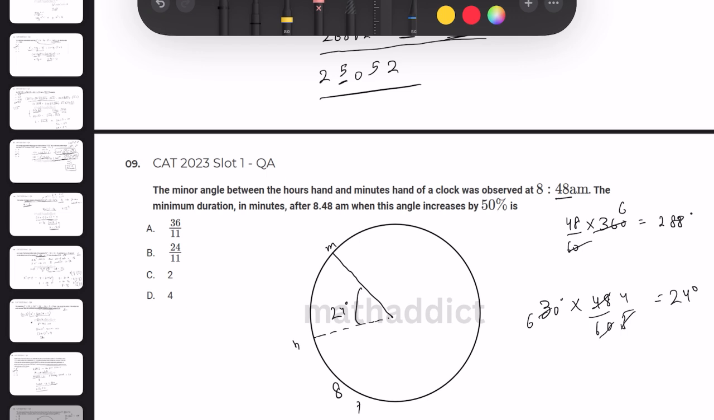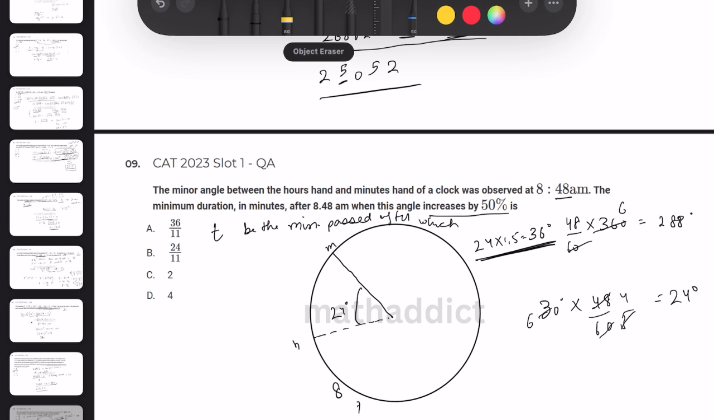Now we want the angle to be increased by 50%. So that is 24 into 1.5, which is 36 degrees. The angle should become 36 degrees after some time t. So let t be the minutes passed after which the angle becomes 36 degrees.